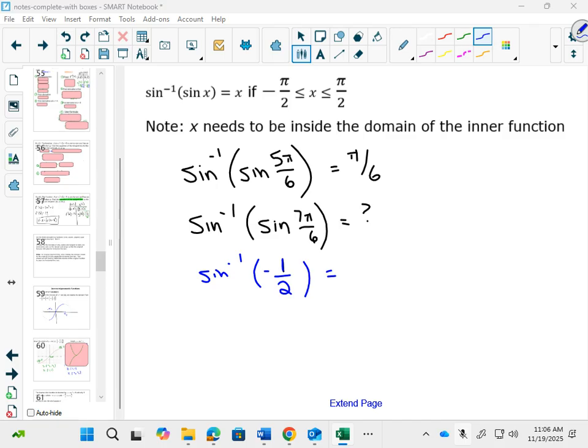But sine inverse is a function, which means it can only give one answer when you type it into your calculator. And if you type in sine inverse of negative 1/2 into your calculator, it would give you negative pi over 6. Now, how do we figure this out? And how do we know that this is the answer? It's all based on the graphs that we did yesterday.